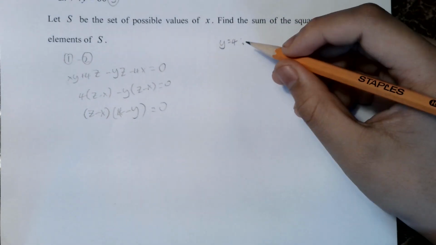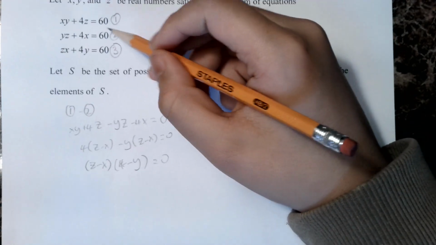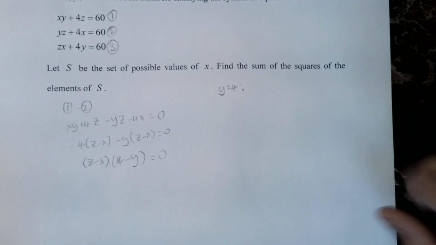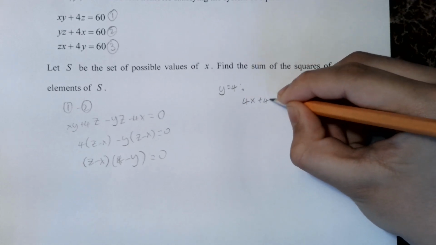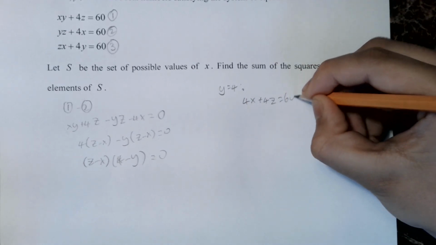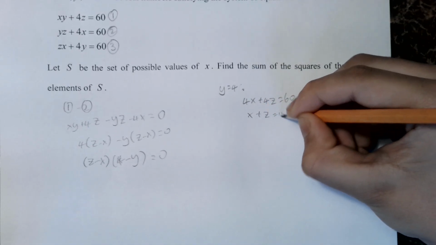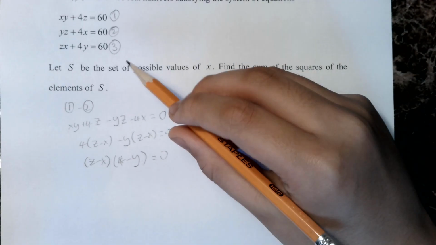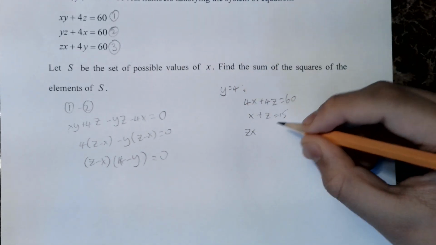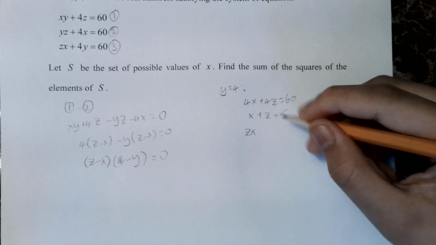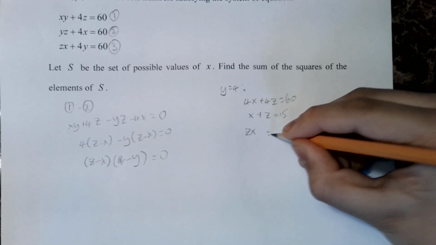So from this, we can plug in y equals 4 into the first equation. So xy plus 4z equals 60. We'll plug it into there, and we will get that 4x plus 4z is going to be equal to 60. Then we get that x plus z is equal to 15. Now let's plug y equals 4 into the third equation. So we will get that zx is equal to 4 times 4, which is 16. So we move the 16 from this side to the other side, and we get 44.